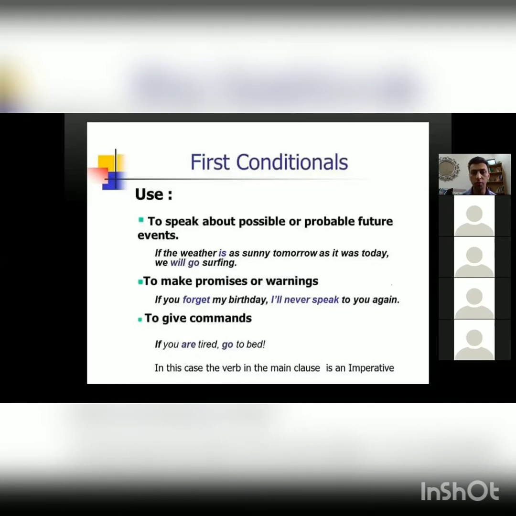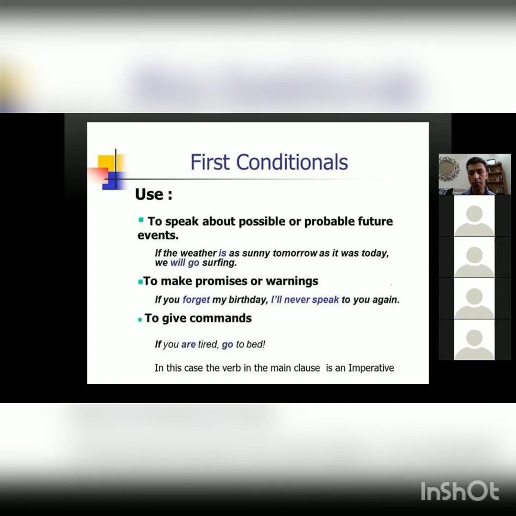For example, if it rains, we will not go out. We will not go shopping. So it is possible. When you look at the weather, you think that there is a probability of rain. That is why we use it to speak about possible or probable future events. If the weather is as sunny tomorrow as it was today, so you have a reference. Why do you say, for example, if the weather is as sunny tomorrow as it was today? Because you already have a background of information.